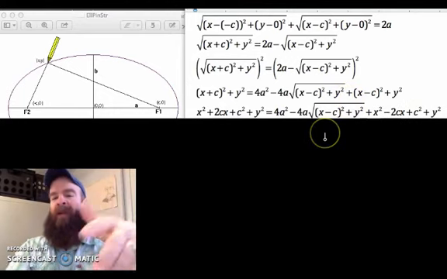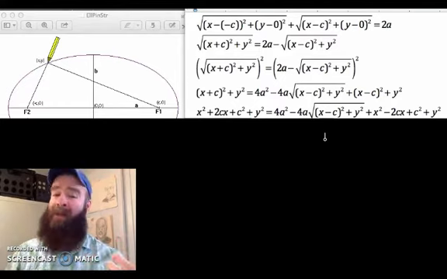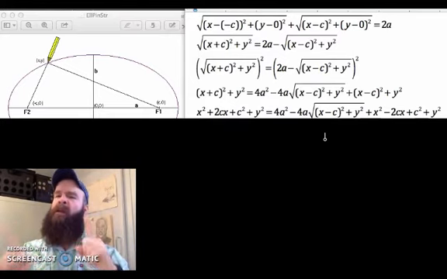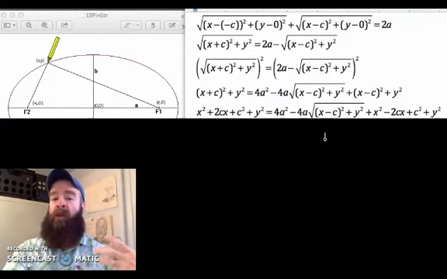So if you look on the left and right hand sides, I have a lot of terms that are the same. I have x squares on both sides. I have y squares on both sides. I have c squares on both sides. And those can be subtracted from both sides and completely go away. Notice also I have cx terms on both sides. While those don't subtract and go away, they can be combined into one term on one side.